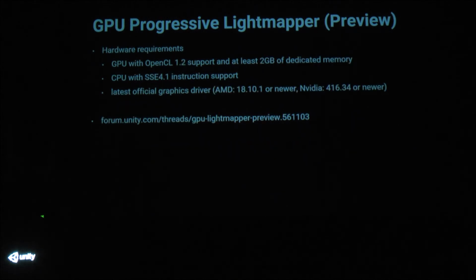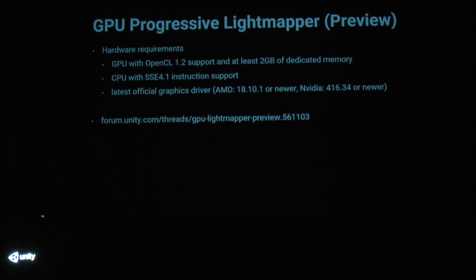There are also some hardware requirements. Your GPU will need to support OpenCL 1.2, your CPU will need to support SSE 4.1, and you need the latest graphics drivers. You can find out more from the forum thread here. There are more instructions and tips on how to use the GPU progressive Lightmapper. One thing to note though is, if your machine has multiple GPUs, like mine, I have a dedicated GTX 1060 and an integrated GPU. When I start Unity, Unity uses my dedicated GPU, the GTX 1060.